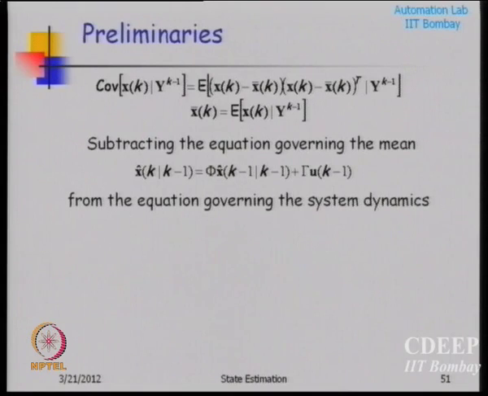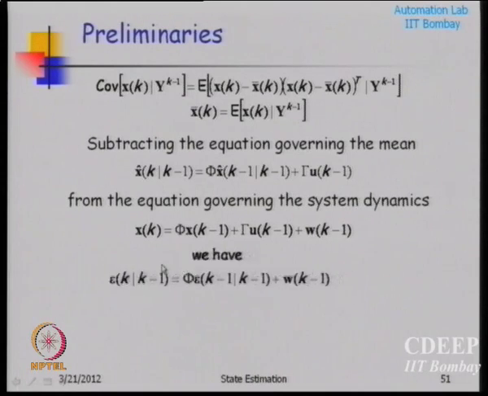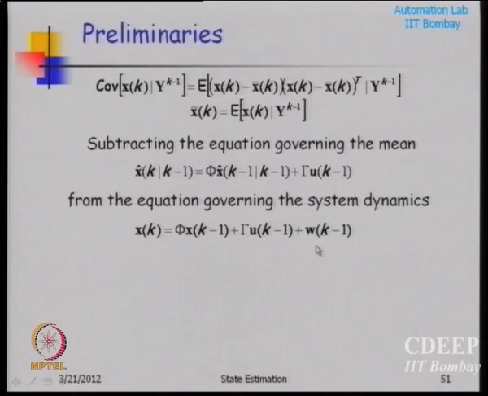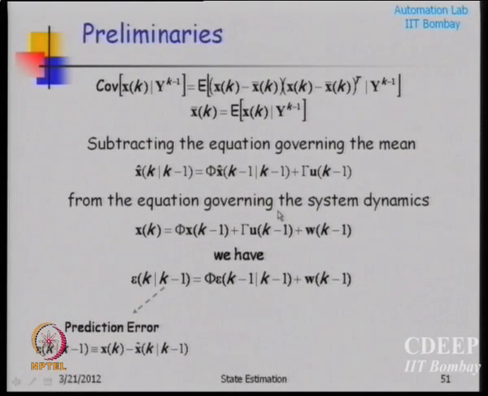So this is my mean. This is how the mean changes as a function of time. We just now found this out. This is the original process. I am going to subtract this from this. If I subtract this equation from this equation, see what will happen: gamma uk minus 1 and gamma uk minus 1 will cancel. These are constants, the same constants being added to both equations. So this will cancel, and wk minus 1 will remain.